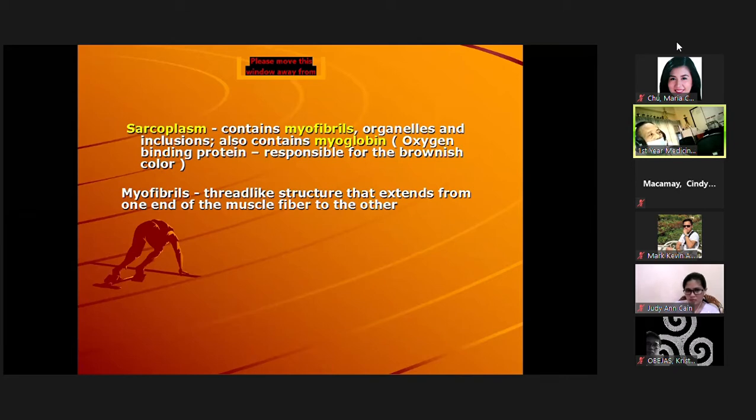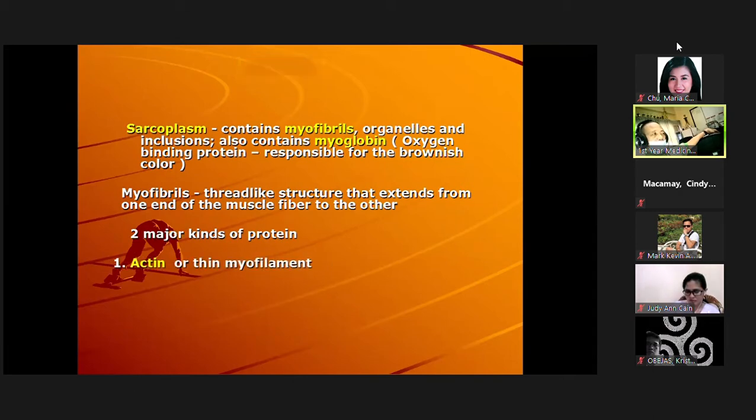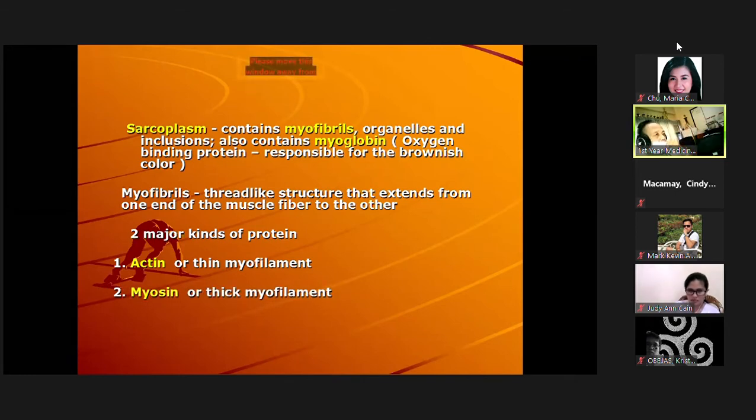Myofibrils are thread-like structures that extend from one end of the muscle fiber to the other. There are two major kinds of protein: you have your actin, or thin myofilament, and you have your myosin, or thick myofilament.